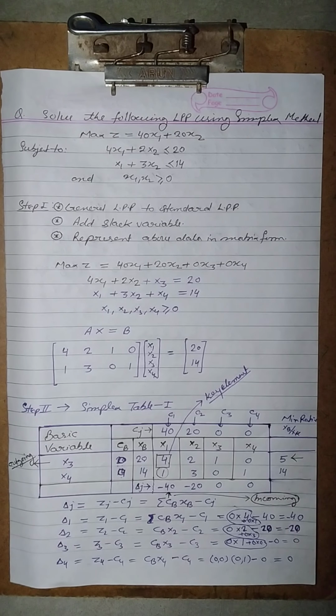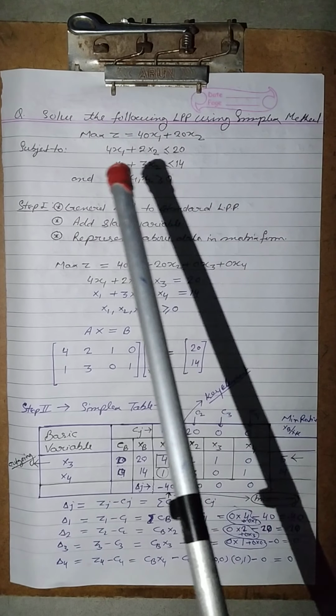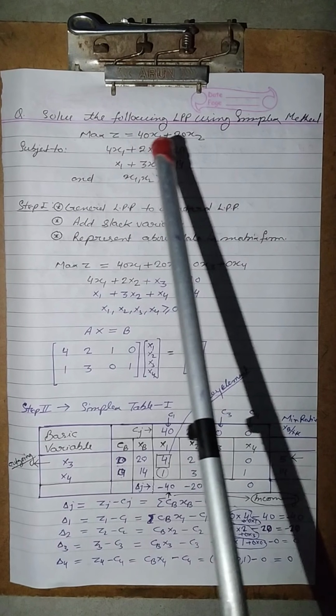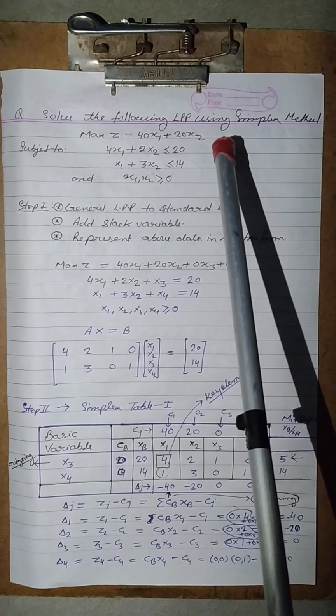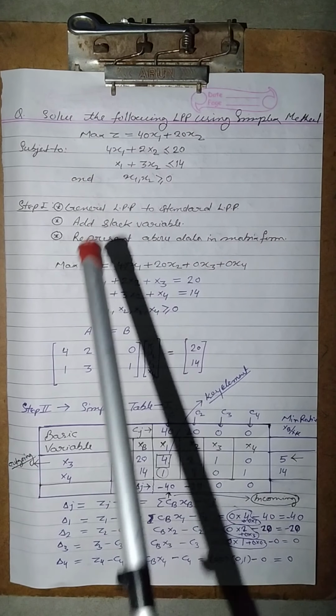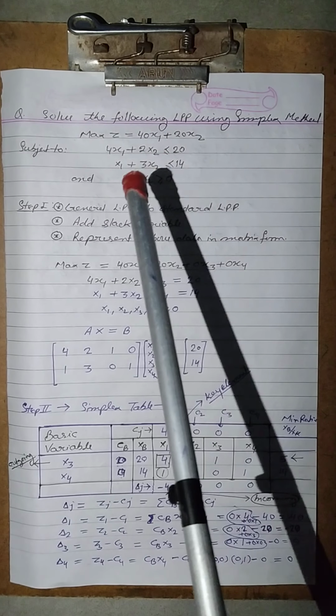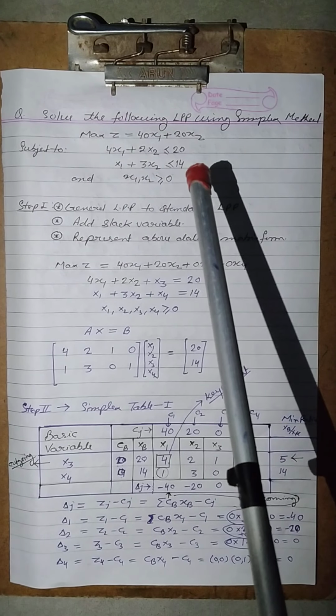Good evening, students. Today we will solve an LPP with the help of the simplex method. This is the LPP in which the objective function is maximize z = 40x1 + 20x2, and the inequalities are 4x1 + 2x2 ≤ 20, x1 + 3x2 ≤ 40.